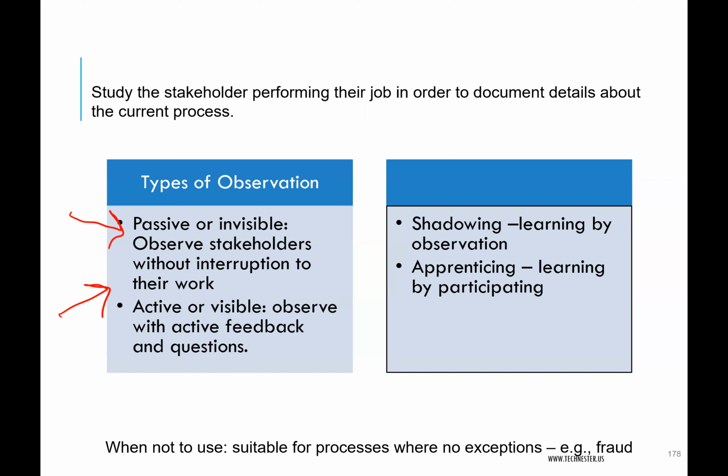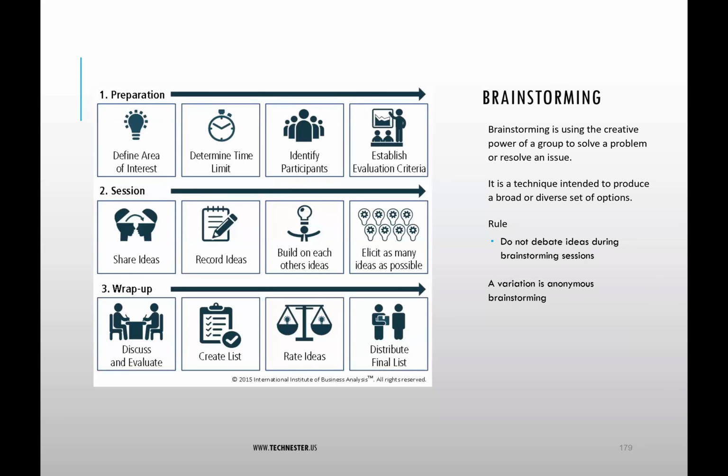Okay, so we understand these techniques now. We understand interviewing and when interviewing makes sense and when it doesn't. We understand observation and the different types of observation, passive and active, and when it makes sense to use one or the other. Now let's move forward. Brainstorming is another technique, and this is something we used last week, I believe, to do a task. So let's look at brainstorming.